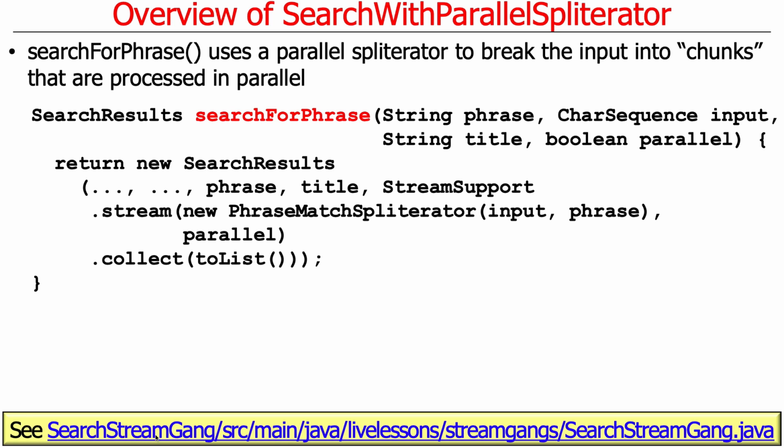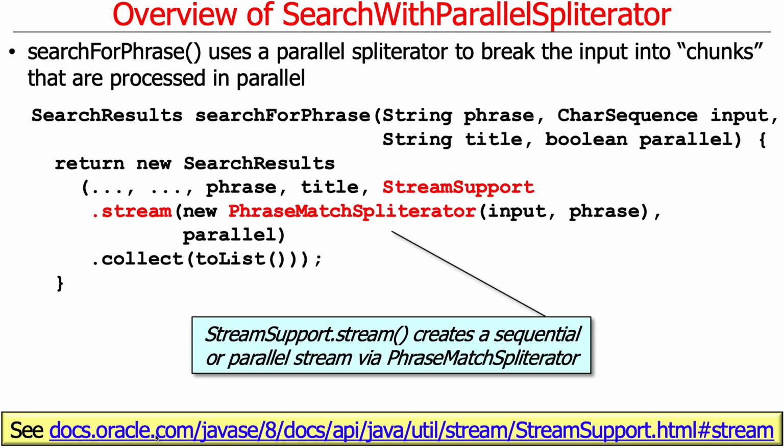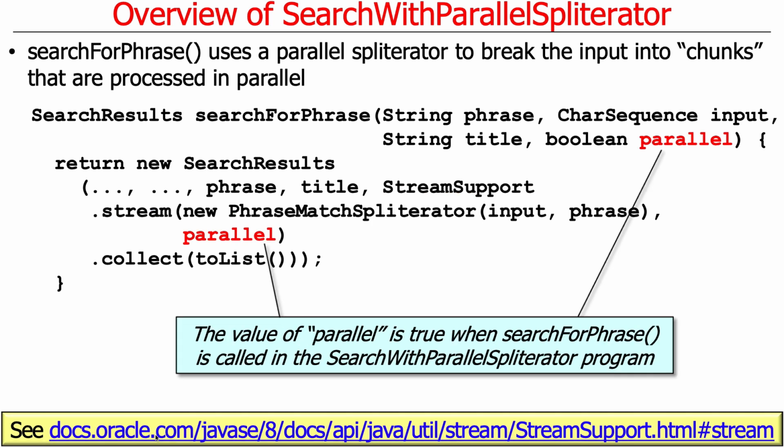Here's what the searchForPhrase method looks like. It takes in the phrase that we're looking for, the input, which is a work of Shakespeare, the title of the work of Shakespeare, and whether we're running in parallel or not. And then it uses the StreamSupport.stream method to create a parallel stream that will search the input in parallel. So we're going to use this thing called the PhraseMatchSpliterator, and we're going to split the input string up into chunks and then search for this phrase in parallel in those chunks. And I'll walk through that. It's really, really cool. It's complicated, but it's cool.